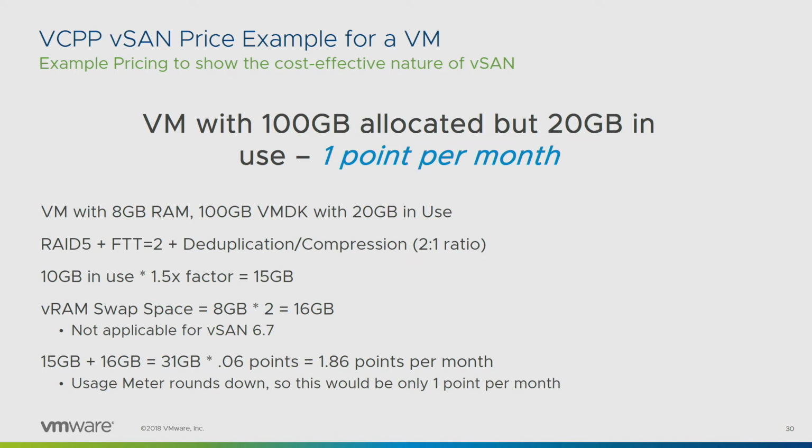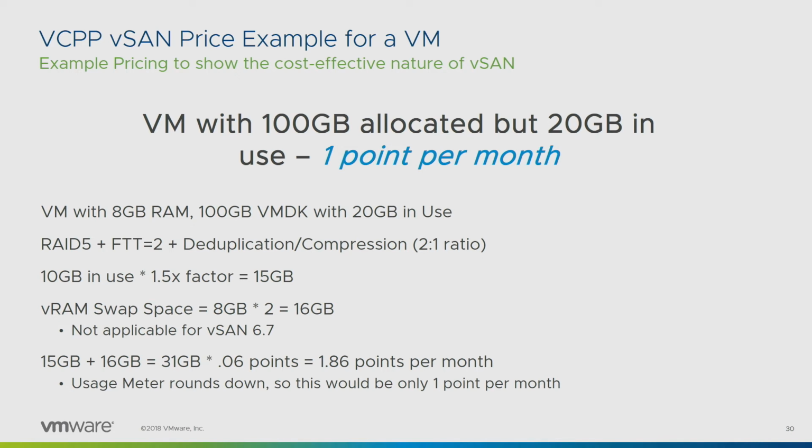Now, here's another interesting tidbit of usage meter. I have to fix this. Usage meter does not round up. You could get 1.99 points for something. It will round it down to 1 on that. And this is in the best interest of the provider, right? Yeah, this is on purpose. It's just a joke that I made earlier.